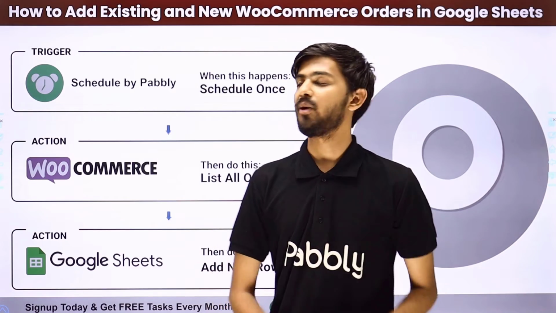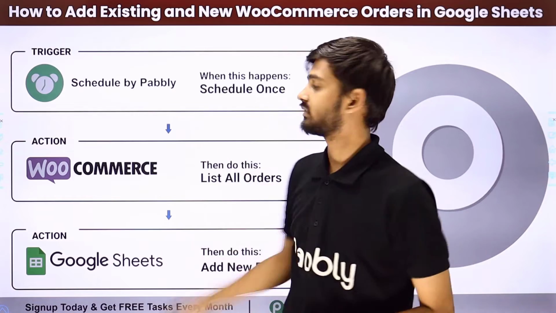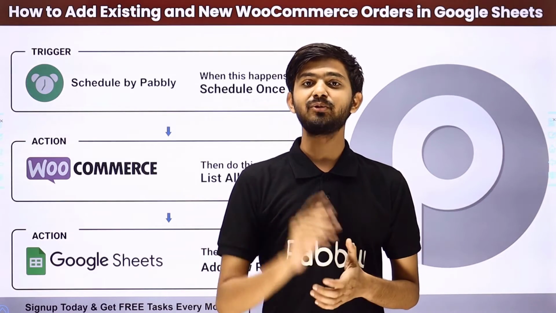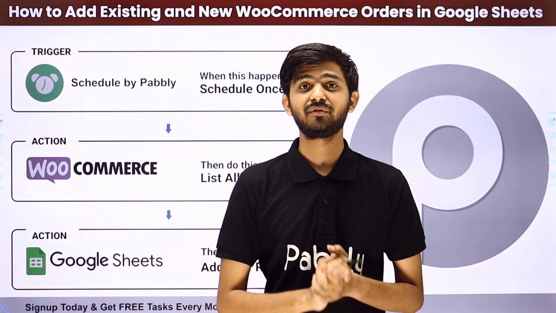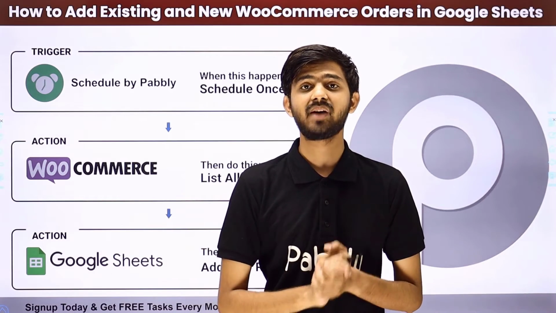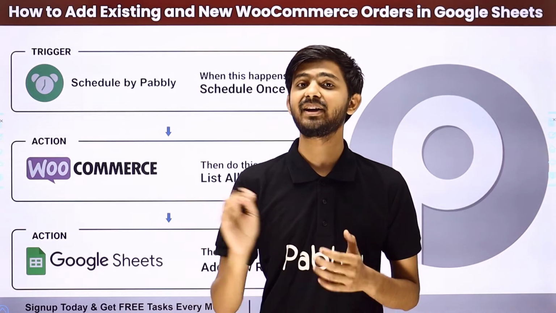Hello everyone, today our topic is how to add existing and new WooCommerce orders in Google Sheets. Here we are going to use two different workflows. For the first workflow, my objective is that I want to add existing orders that I have in my WooCommerce account automatically in my Google Sheet.